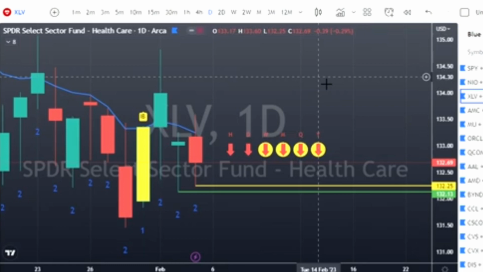This is our watch list for Monday, February 6th. I can't believe we're already into February. It's crazy. If you're new to trading, guys, I hope your journey has been successful so far. If it's not, you're in the right place.